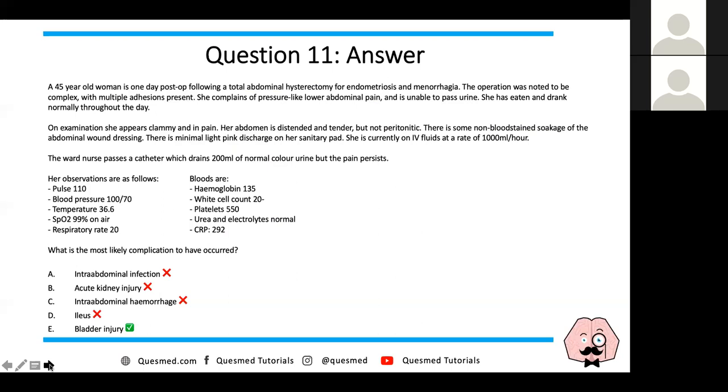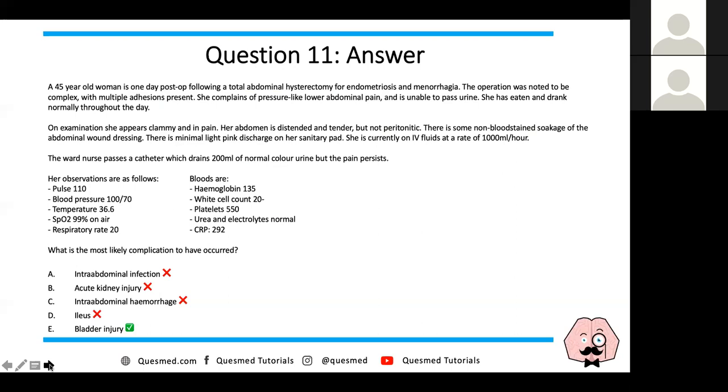In addition, she's got no temperature. Her abdomen is not peritonitic. There's no evidence of pus coming from the wound. There's no evidence of a discharge from the vagina. So I'm not convinced it's infection, but it is a possibility.